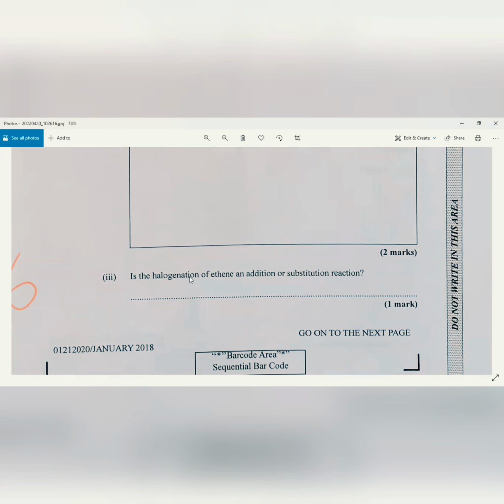Again, we will proceed. It says, is the halogenation of ethene an addition or substitution reaction? I actually just said that. It's an addition reaction. Substitution means that you're replacing one thing for another. We did not replace anything there. We simply added the chlorine molecules to the ethene. And of course, you can see this is January 2018. Again, we will proceed, folks.